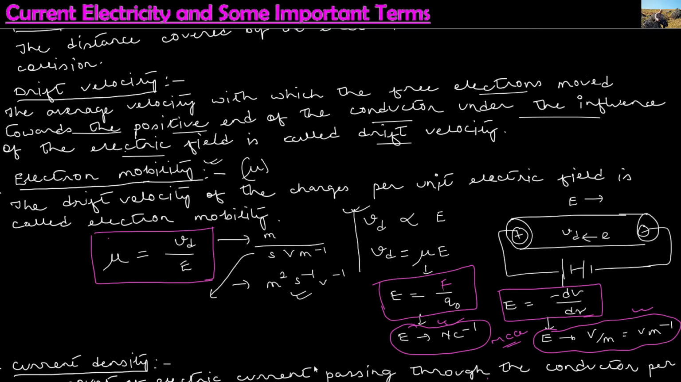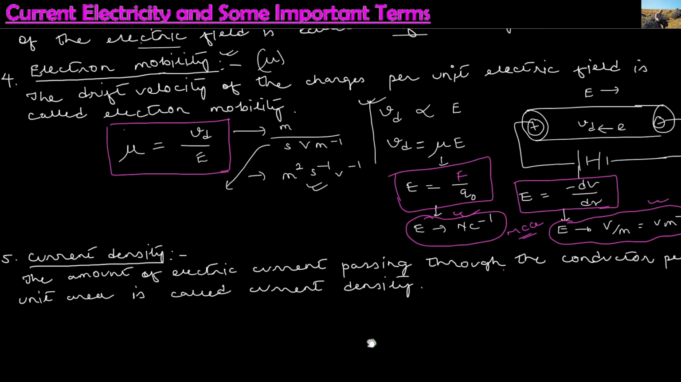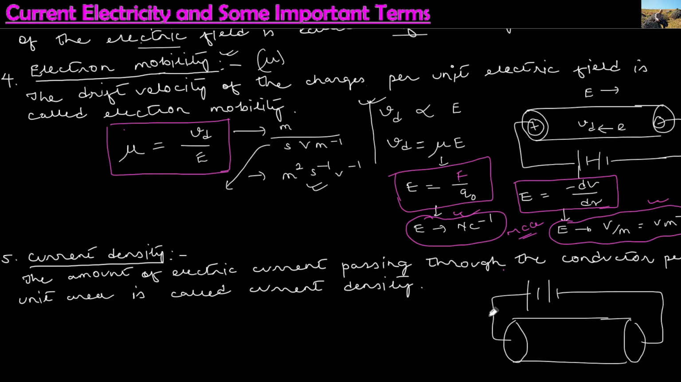Now we will move on to another important parameter, which we define as current density. What is current density? In a given wire like this, when you apply potential across this wire, this will be the positive end and this will be the negative end. All these electrons will be moving towards the positive end.